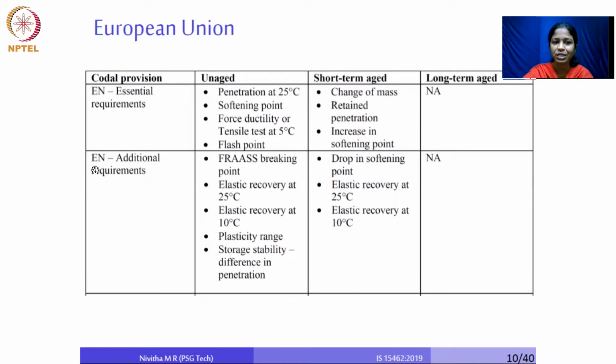Similarly, if you look at the EN specifications, for additional requirement, we have frost breaking point. Here you can see we have elastic recovery at 25 degrees Celsius, 10 degrees Celsius, the plasticity range, and the storage stability, which is nothing but the difference in penetration. You can see we do not have any PG or any MSCR specified by the European Union.